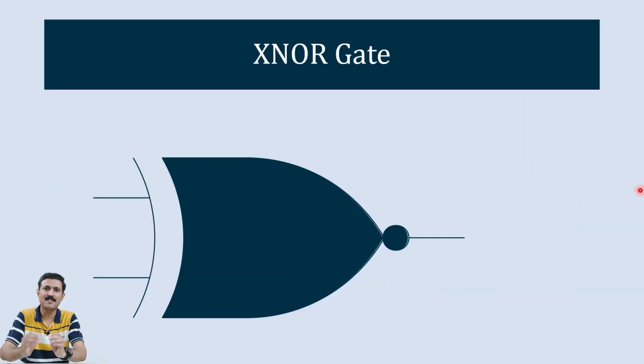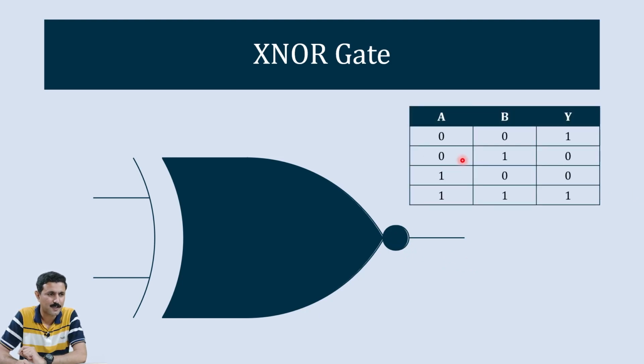We are going to move on to the next gate, and that is the XNOR gate. Here you can see this is the symbolic representation of the XNOR gate. And what is the difference between the XOR gate and XNOR gate symbols? Here you can see a small dot, and that represents the NOT operation, or inverting operation, from the XOR gate.